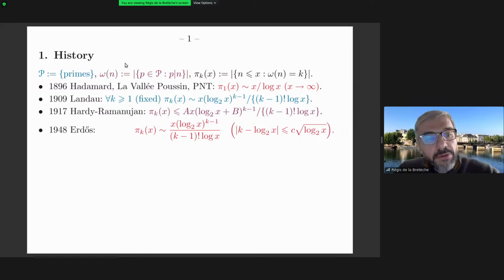So now we arrive at Erdős's result. He proved an asymptotic uniform equivalent. So P_k of x is equivalent to x (log log x) to the power k minus 1 over the factorial of (k minus 1) times log x, but uniform around log log x. I mean when the absolute value of k minus log log x is less than a constant times the square root of log log x.